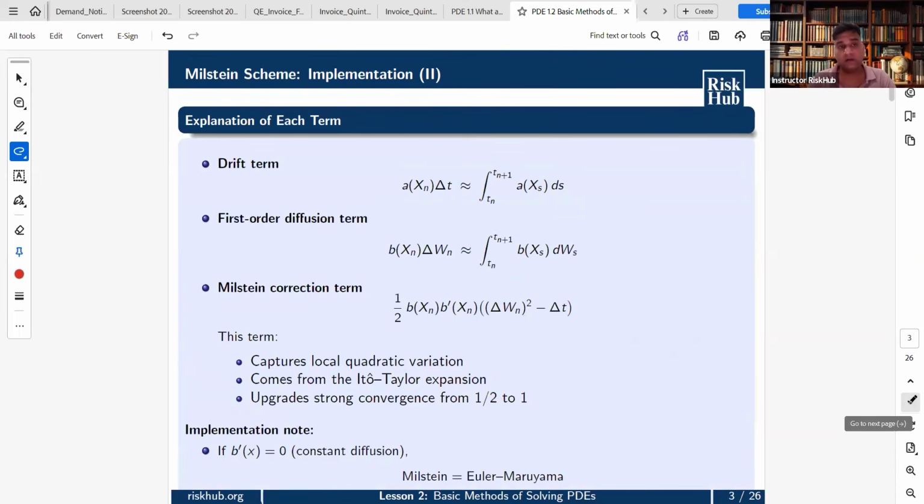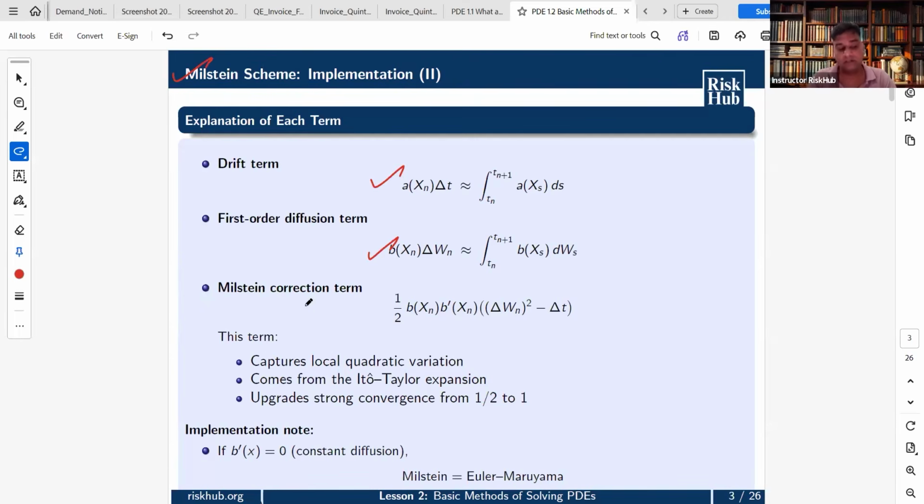We look at Milstein scheme implementation 2. The slide explains each term in the Milstein formula. The drift approximation is given, which is a(x_n) times delta t, approximating the integral from t_n to t_{n+1} of a(x) ds. This is the deterministic part. The diffusion part is given below.